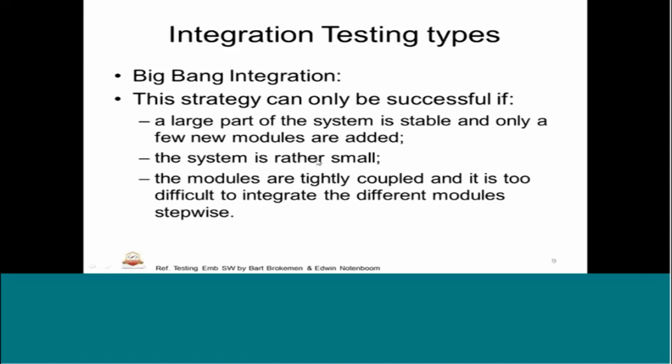And the system is too small, as I said, we cannot disintegrate, and it's difficult to test it. The modules are tightly coupled so that we cannot make it apart, and it is too difficult to integrate the different modules stepwise. Like you start with the module 2, 3, 4, then 5, 6, 7 like that. So it may show up that 2, 3, 4 we can disintegrate, whereas 5, 6 we cannot. We have to test 5, 6 together when it is integrated at the higher level with 2, 3, 4 or any other modules.